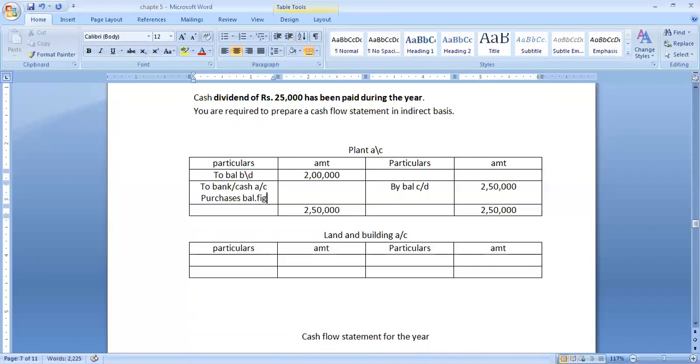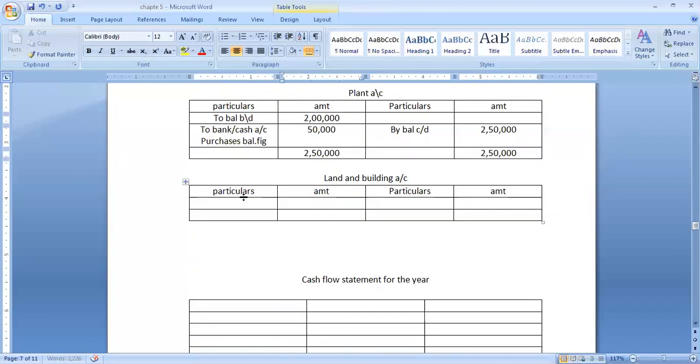Which is a balancing figure value. So what is the balancing figure here? It is 50,000. Clear? So 50,000 is the balancing figure.